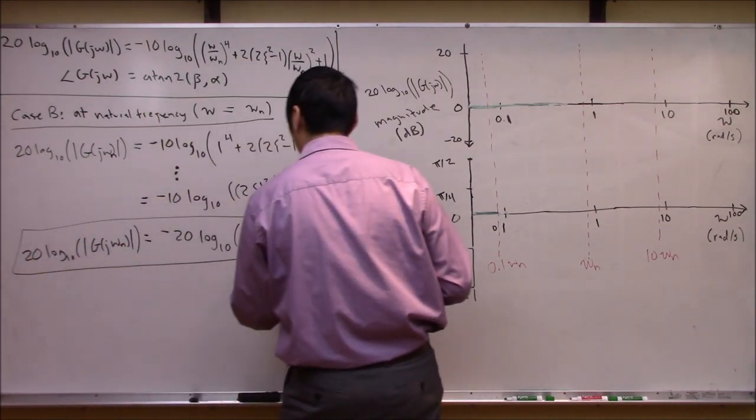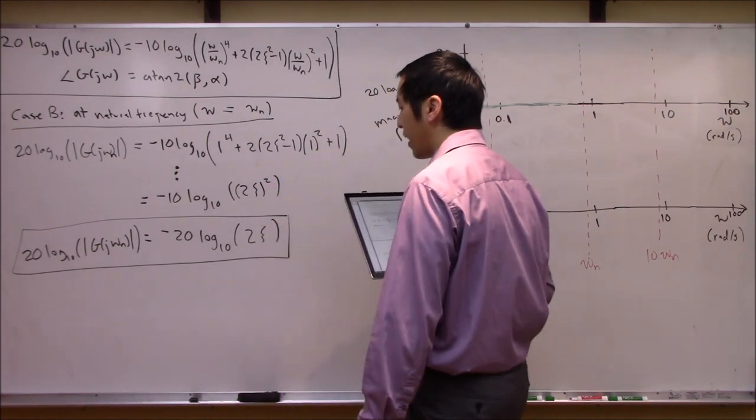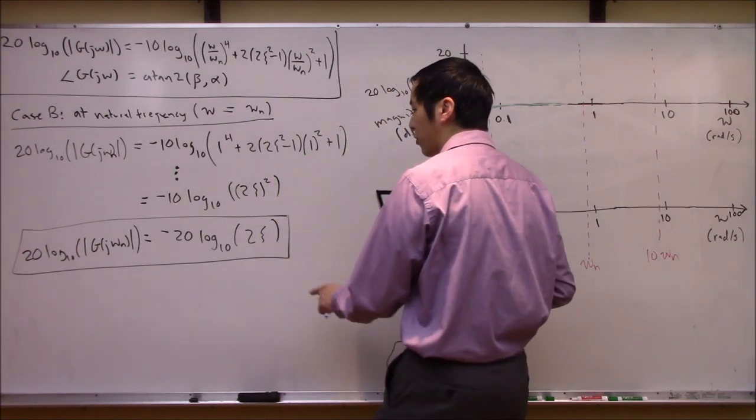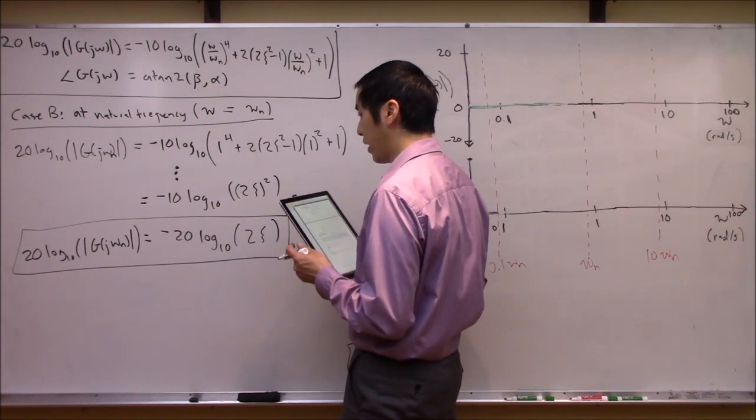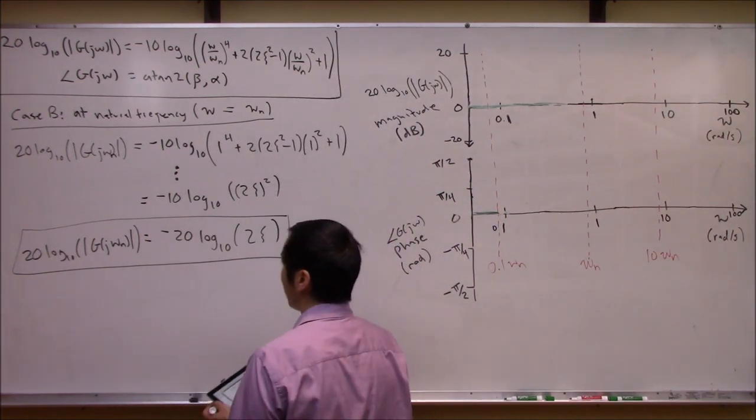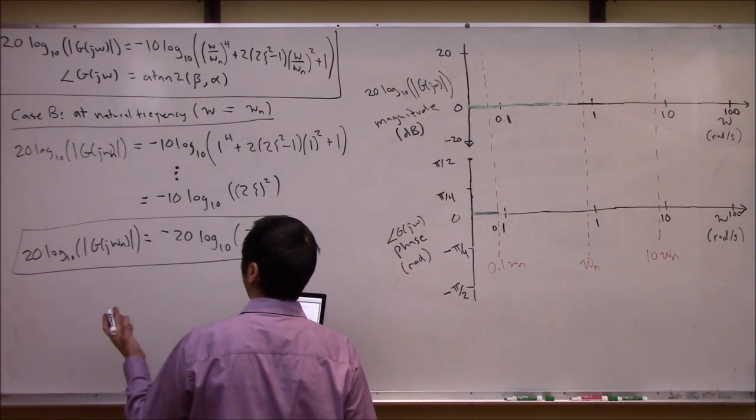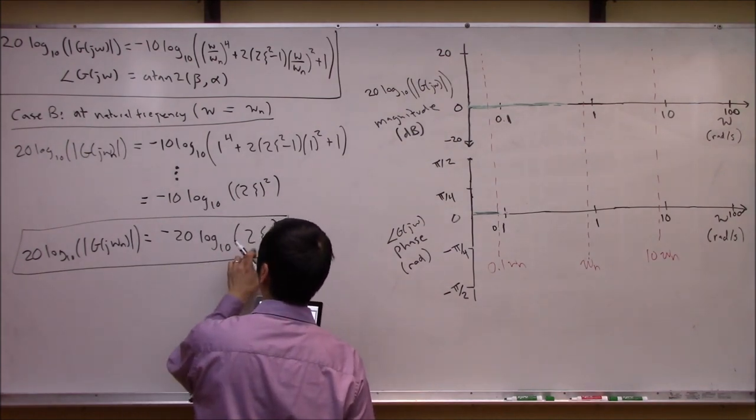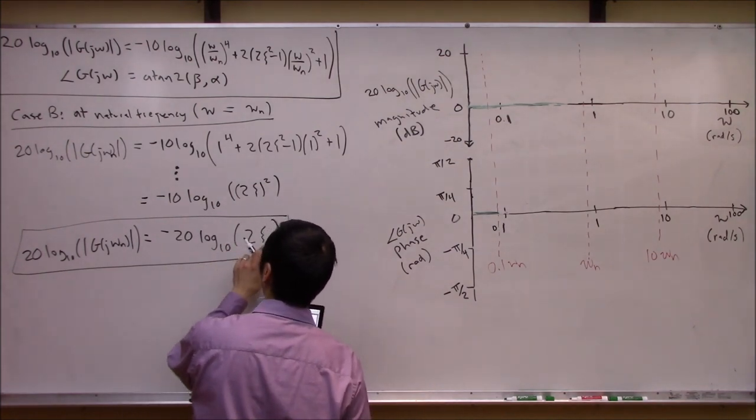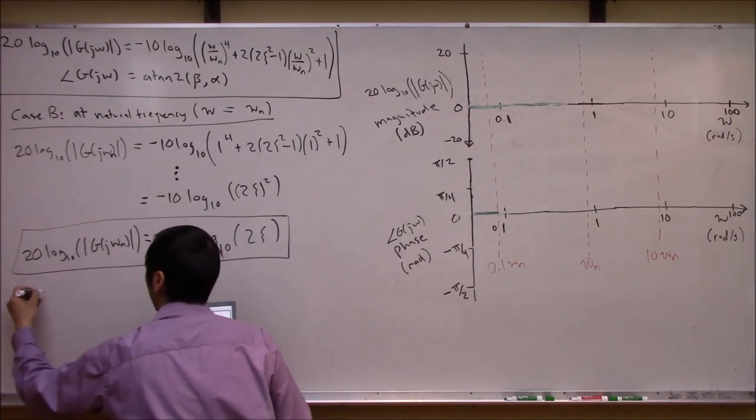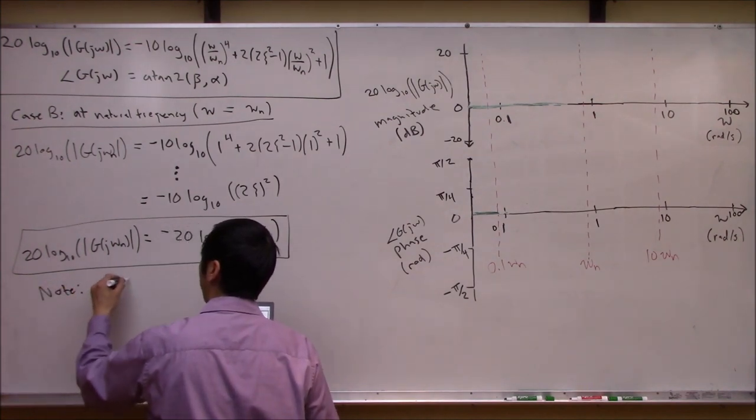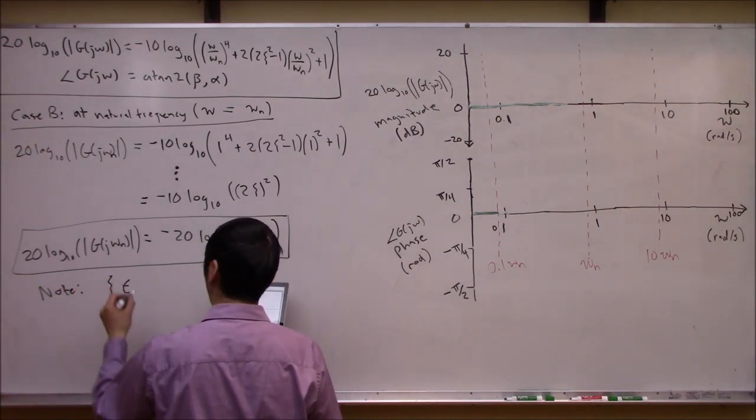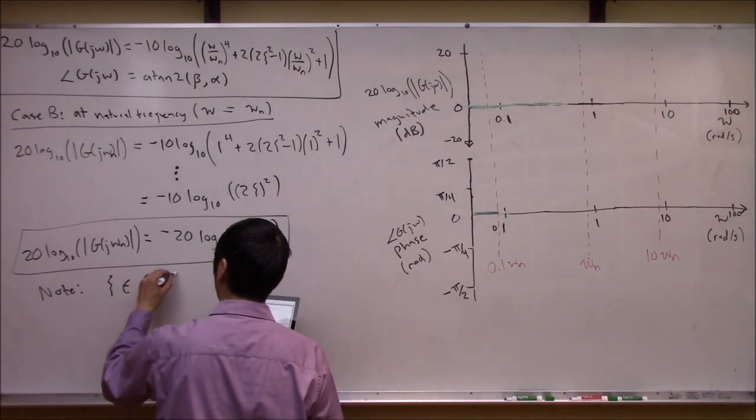So what's interesting about this here is that the magnitude at the natural frequency actually depends on the damping ratio, right? So one thing we should think about is, how does this vary with damping ratio? And more importantly, what values of damping ratio make sense here? So let's make a quick side note. We only care about zeta in the range of 0 to 1.